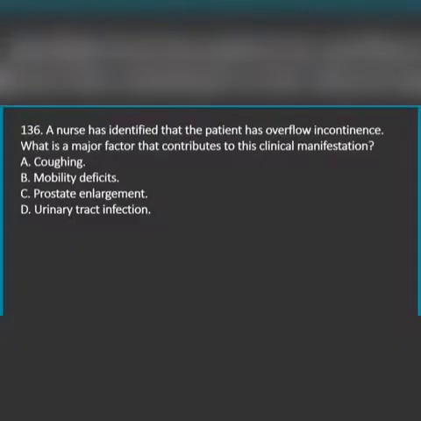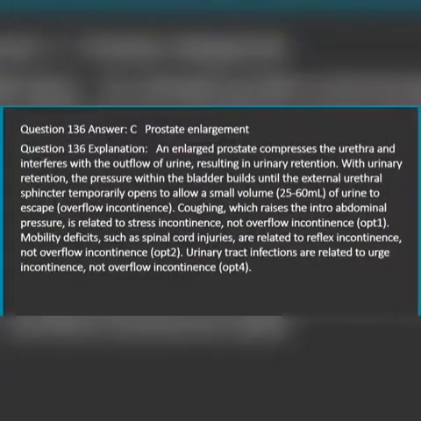Opt 4. Question 136. A nurse has identified that the patient has overflow incontinence. What is a major factor that contributes to this clinical manifestation? A. Coughing. B. Mobility deficits. C. Prostate enlargement. D. Urinary tract infection. Question 136. Answer: C. Prostate enlargement.